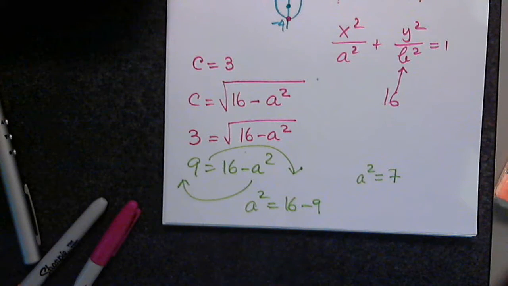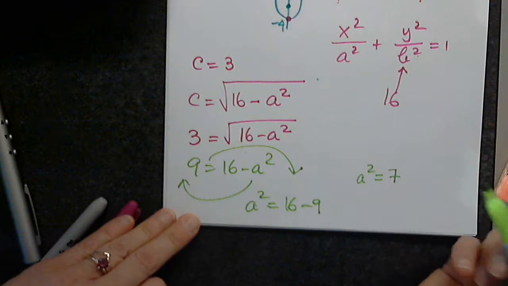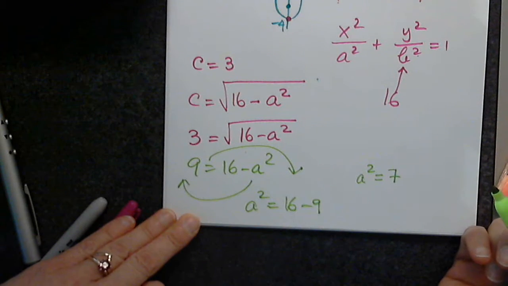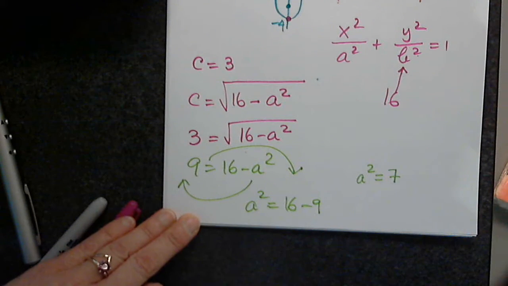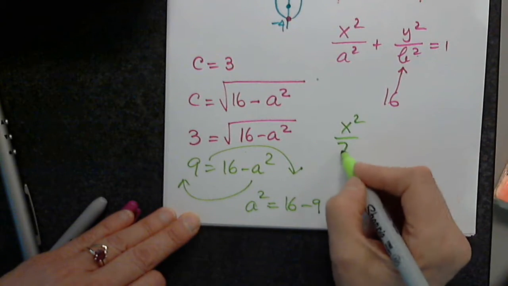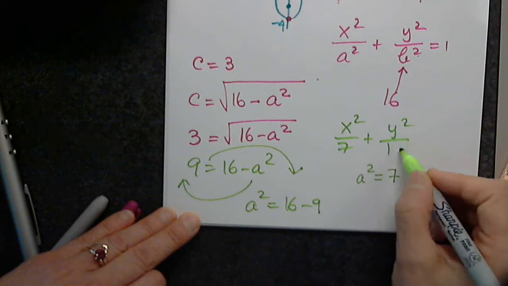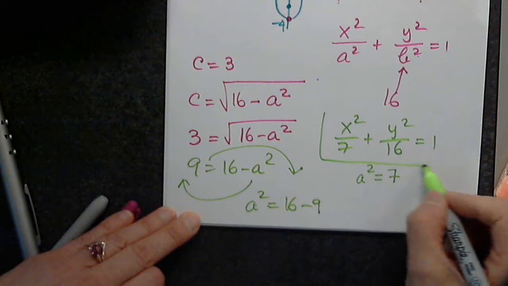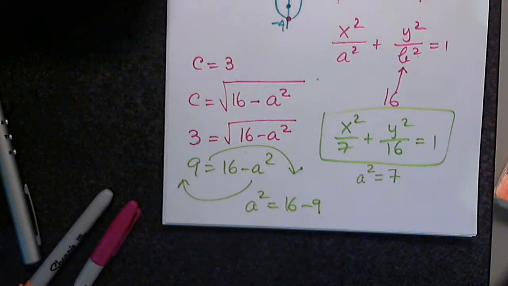Can anyone dictate the equation of this ellipse? x squared over 7 plus y squared over 16. We were not asked to identify anything else. We were not asked to determine the length of the minor axis. We were not asked to find anything else.